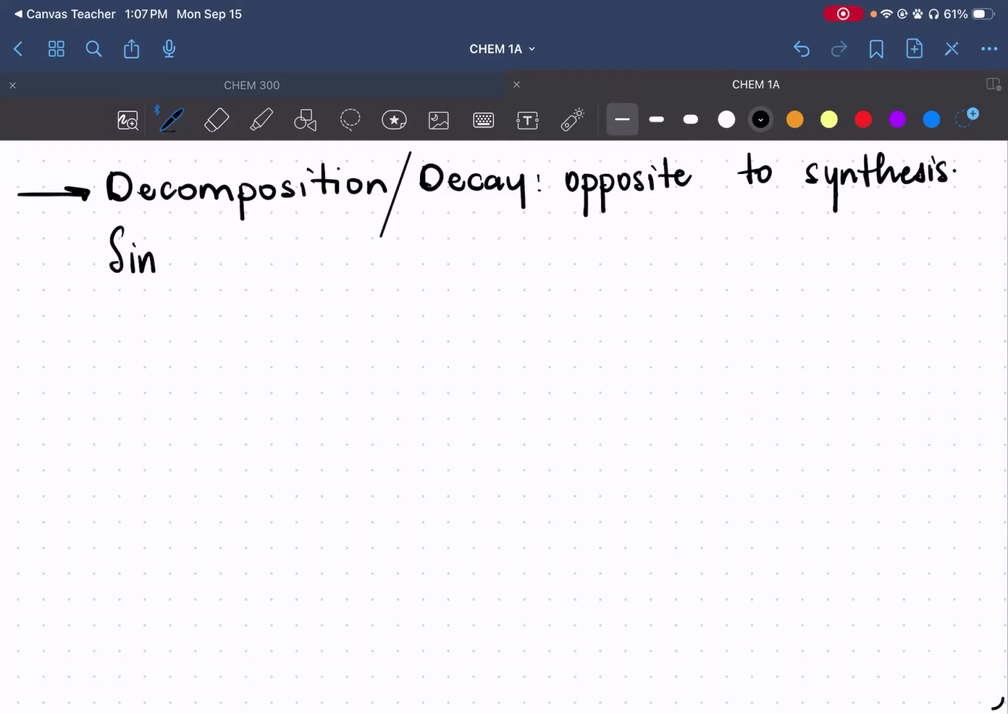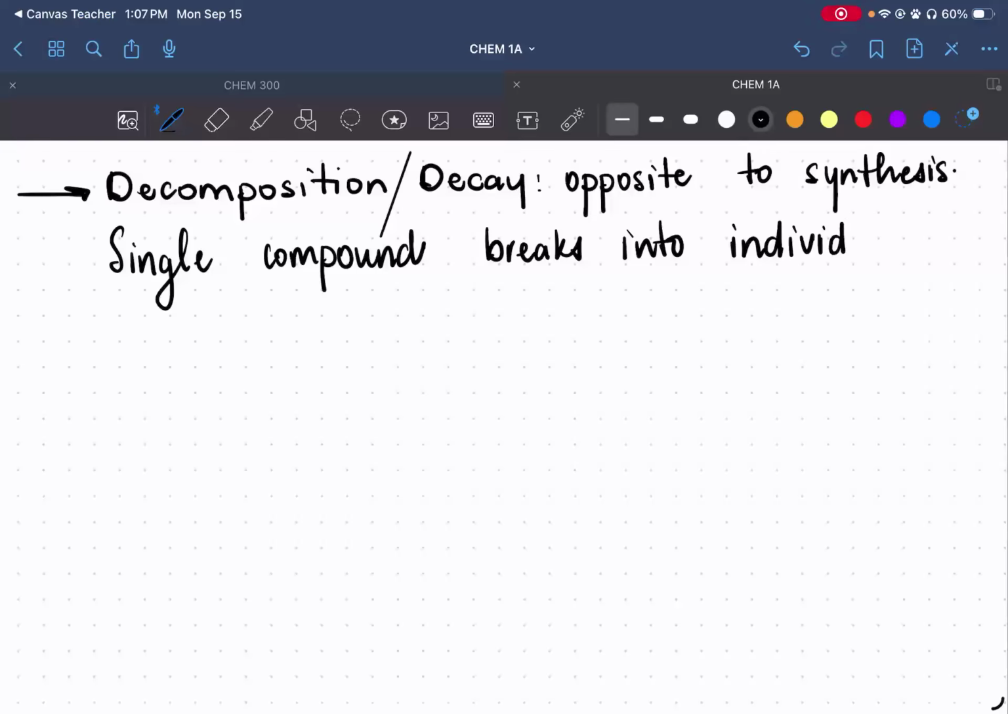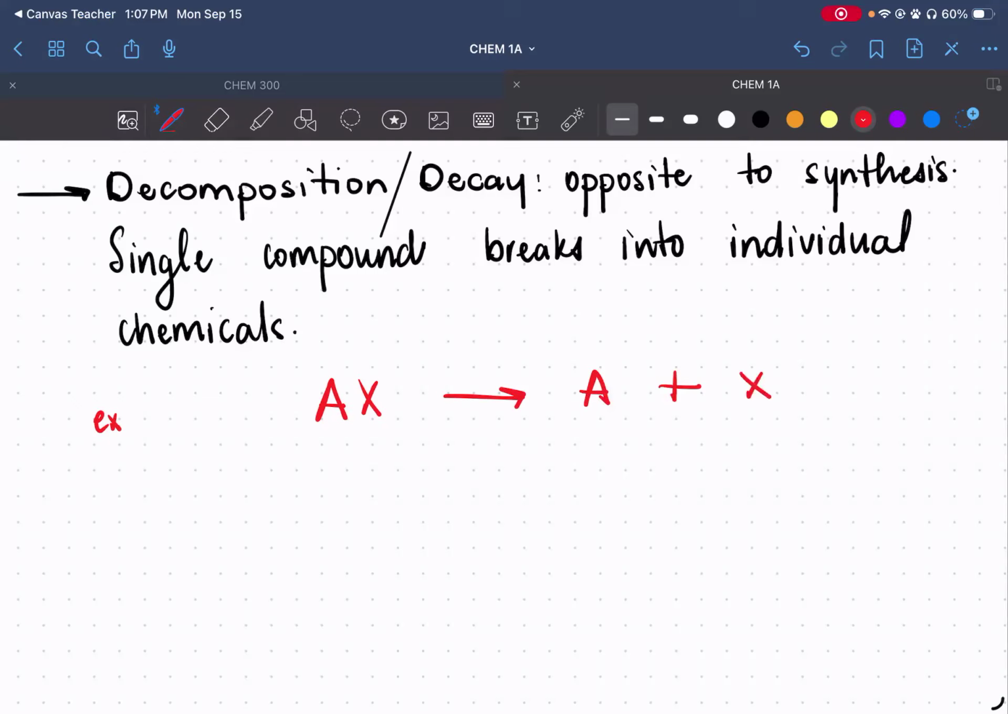Where a single compound breaks, a simple compound breaks into its individual pieces, into individual chemicals. It takes on the generic form AX, breaks down into A plus X. So the literal opposite of synthesis.